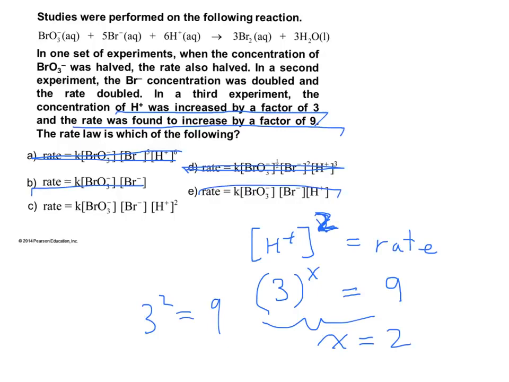So my rate is equal to a constant times the concentration of bromate times the concentration of bromide times the hydrogen ion concentration squared.